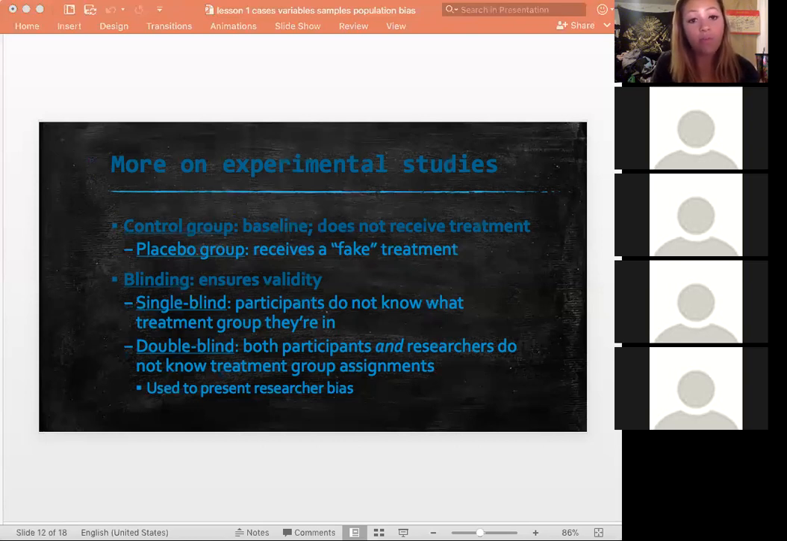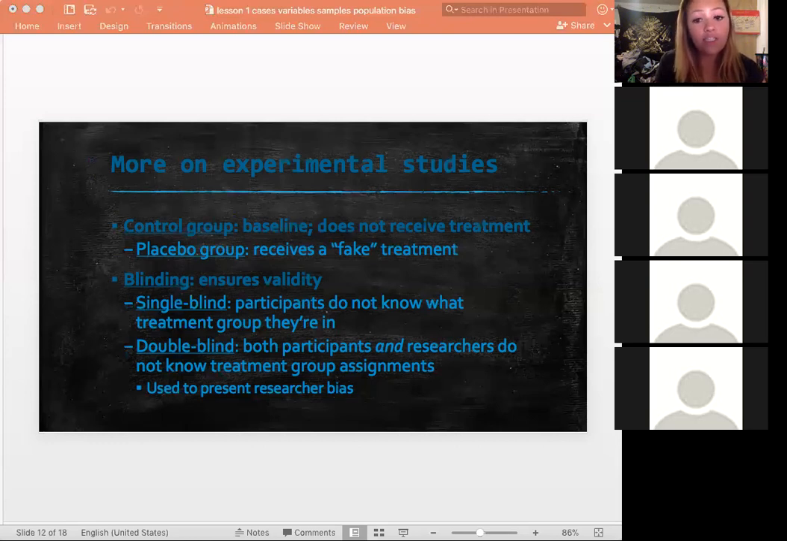And then if we have a placebo group, that means that they're going to receive a fake treatment. So if you've heard of placebo pills, that means that they're kind of representing having an actual pill, but it's not going to have any effect upon the subject. So that's our placebo group. So that's just another idea here. It is a control group, but they're technically receiving a treatment, but it's fake. So technically they're not receiving treatment, if you think of it that way.